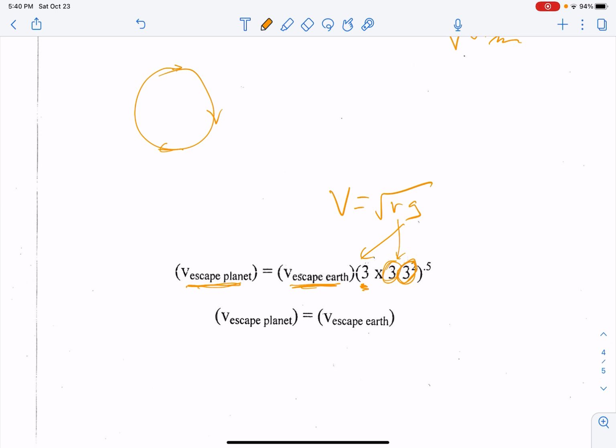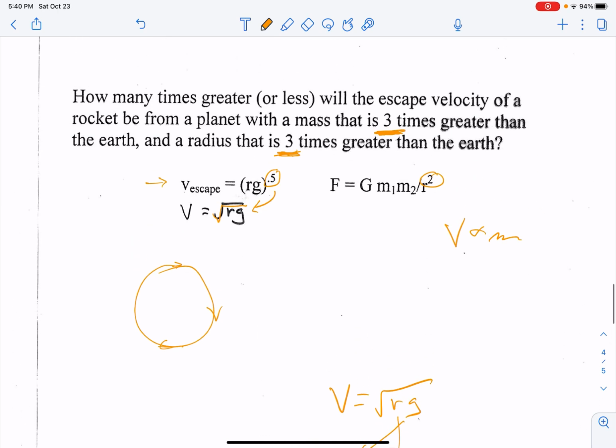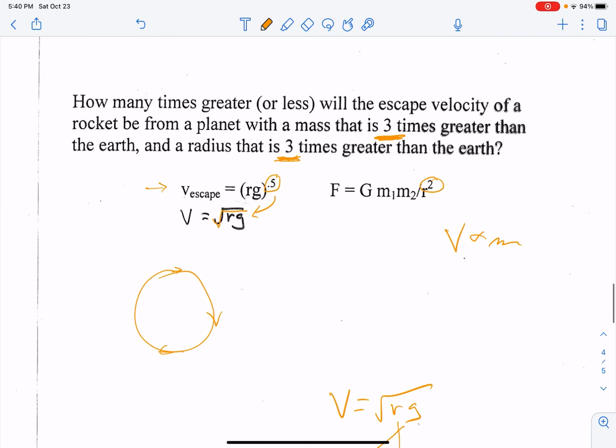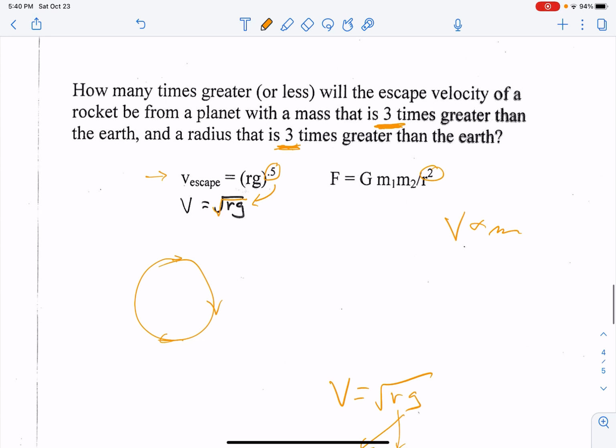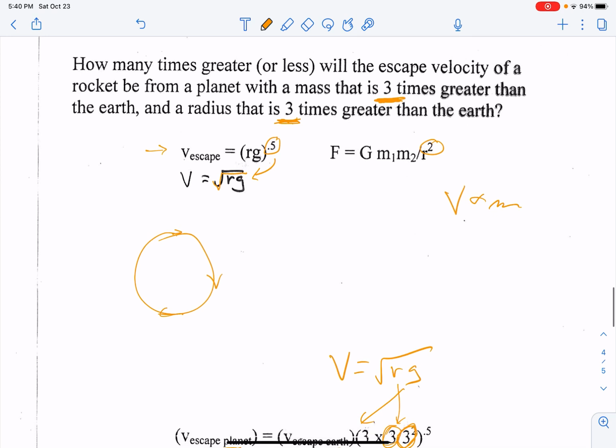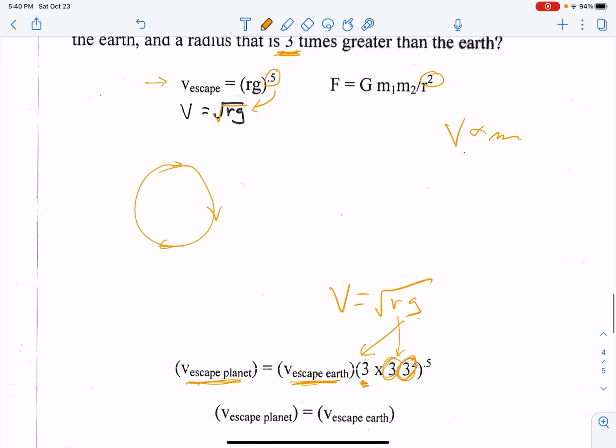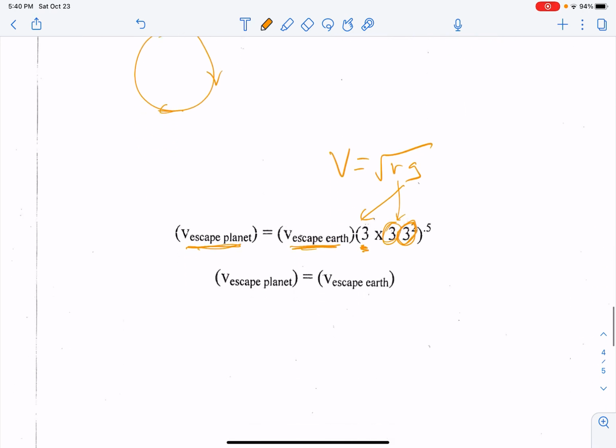And so we get 3 times 3 over 3 squared. 3 squared is 9. 3 times 3 is 9. 9 divided by 9 is 1. 1 to any power is going to be 1. And so it turns out that on this different planet from the Earth, that's 3 times greater in mass and 3 times greater in radius, we get the two equaling each other.